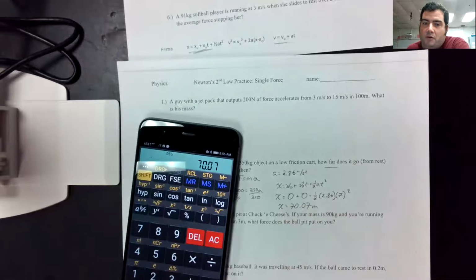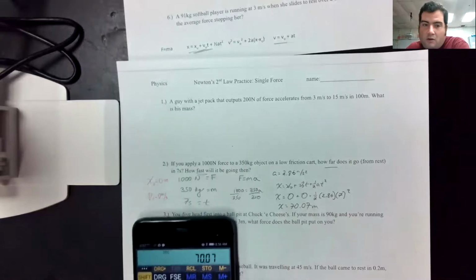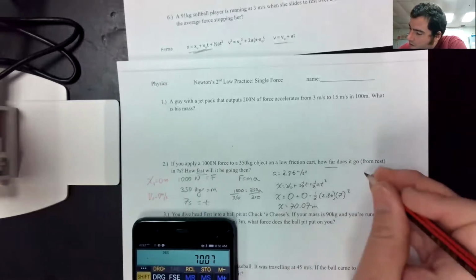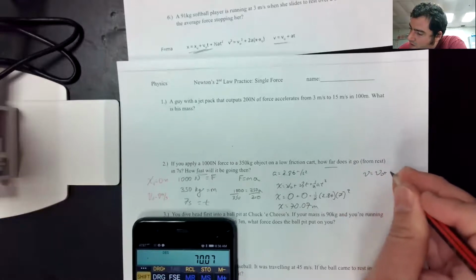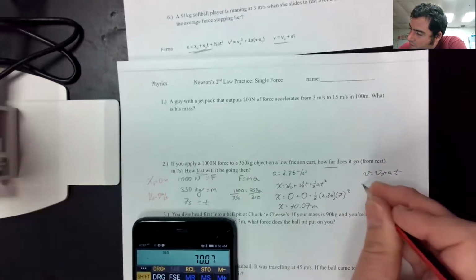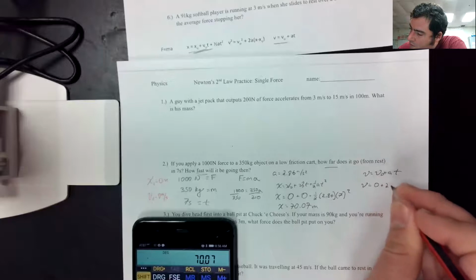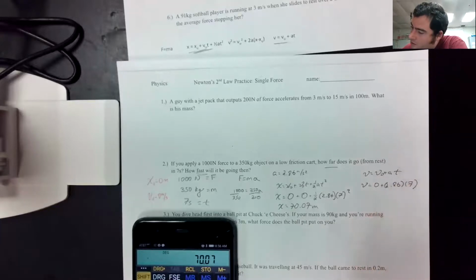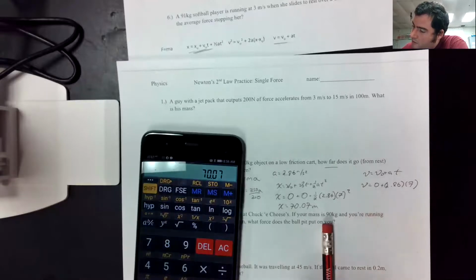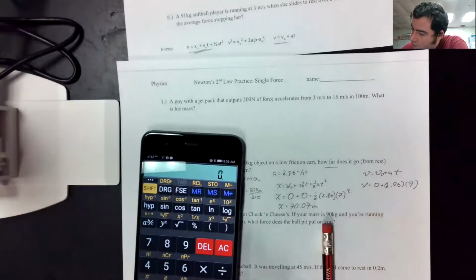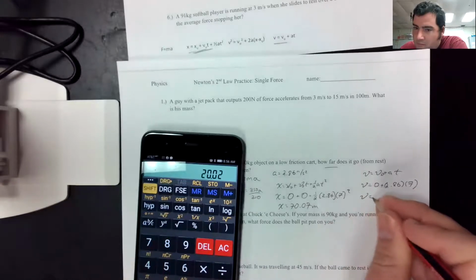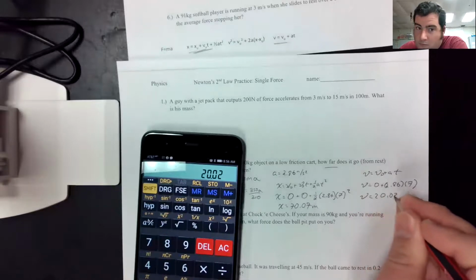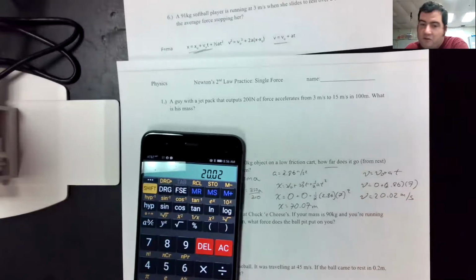All right, so now we'll do the same for velocity. So v equals v0 plus at. v equals 0 plus 2.86 times 7. So 2.86 times 7 is 20.02 meters per second.